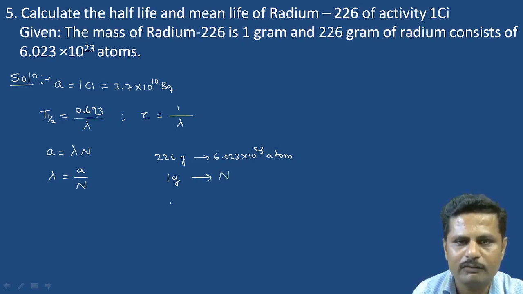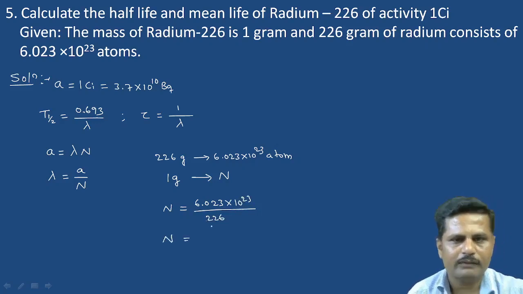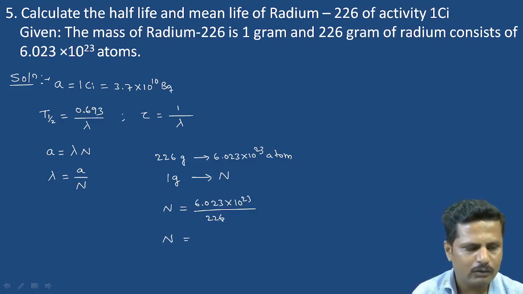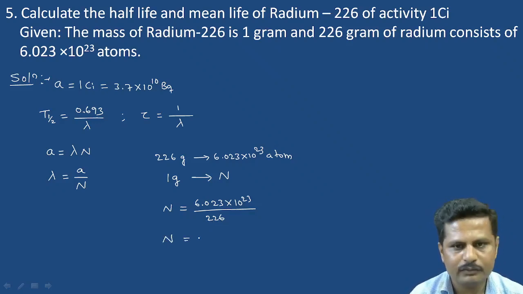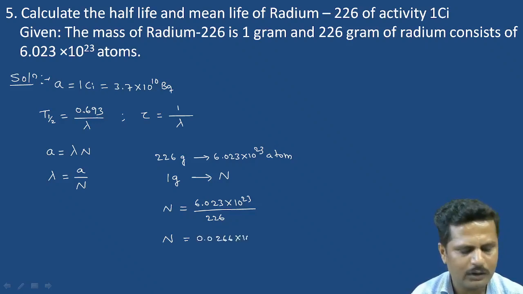Do the cross multiplication. We will get n equal to 6.023 into 10 raised to 23 divided by 226. This gives n equal to 6.023 divided by 226, which is 0.0266 into 10 raised to 23 atoms.